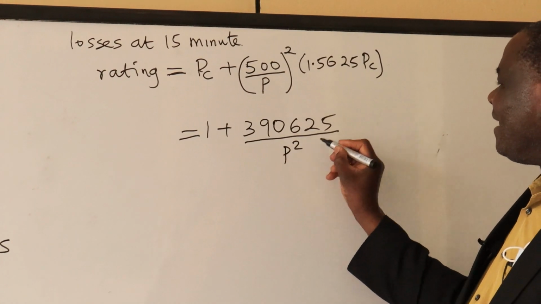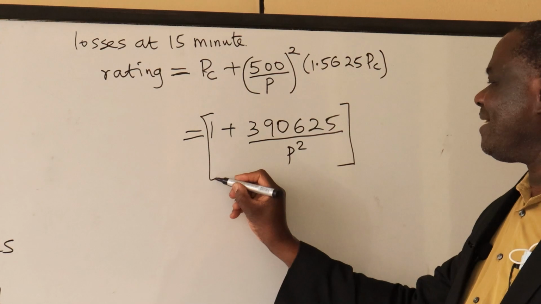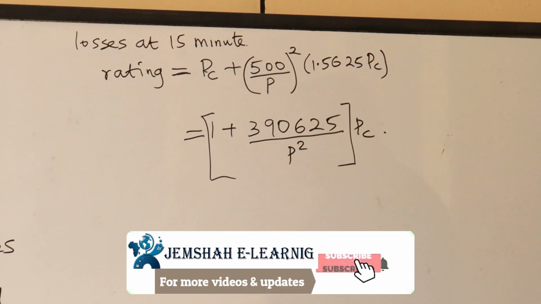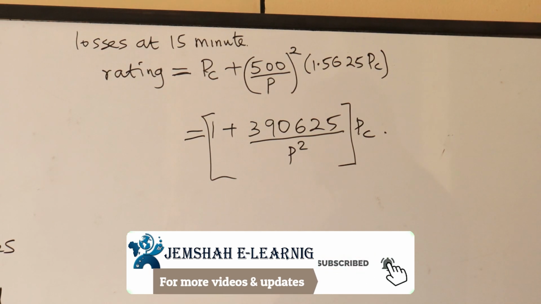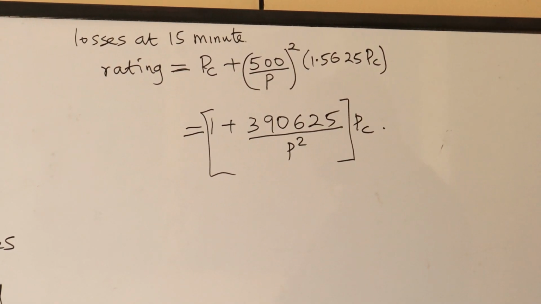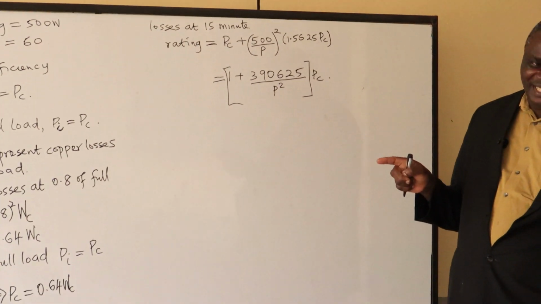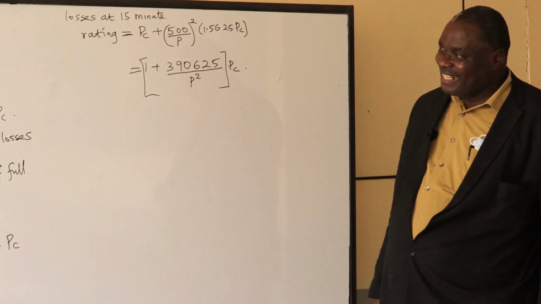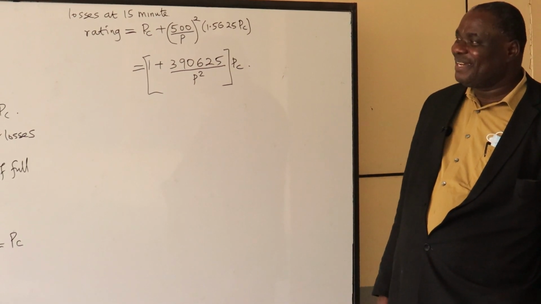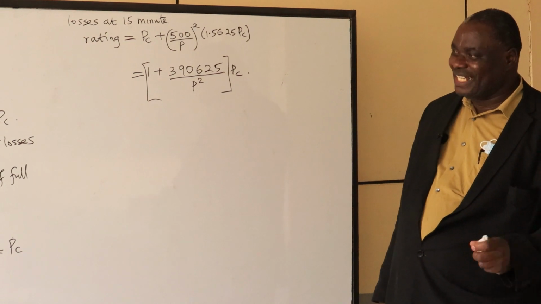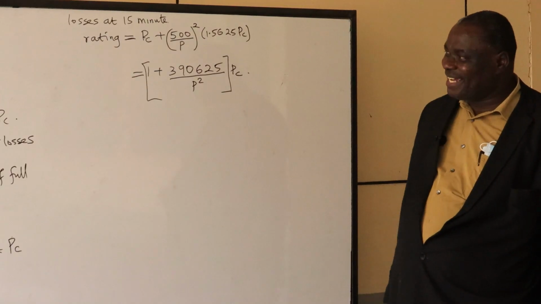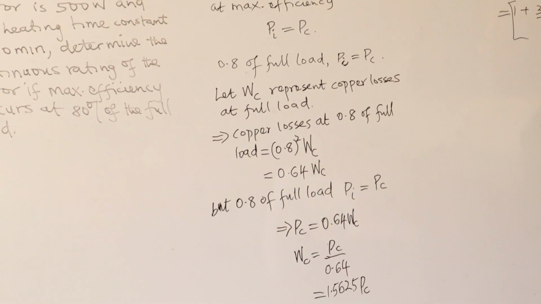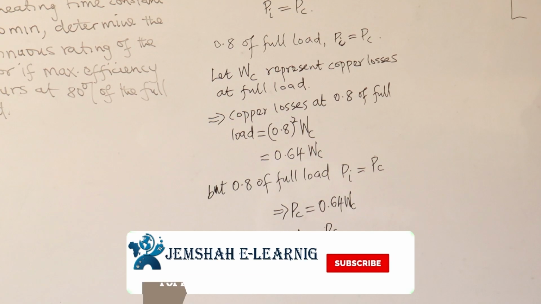Over P squared. The whole of this is multiplying what? PC. That is losses at 15 minutes, right? And we have losses at what? Full load. Then what remains now is just to proceed and now analyze everything. So next we can analyze. So you have everything now.